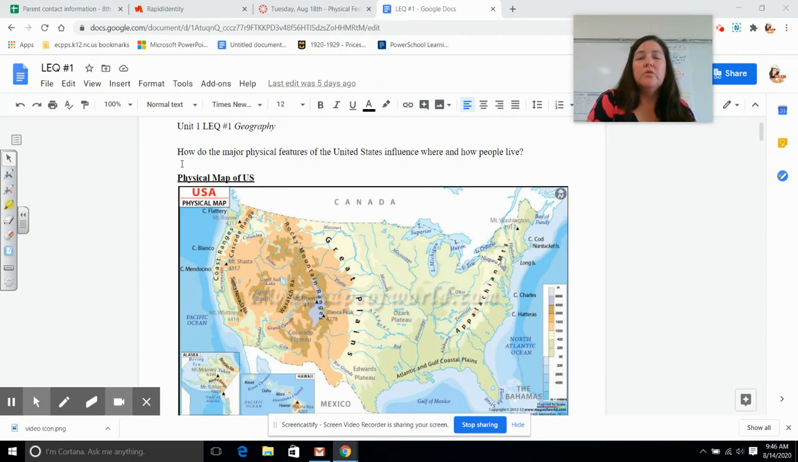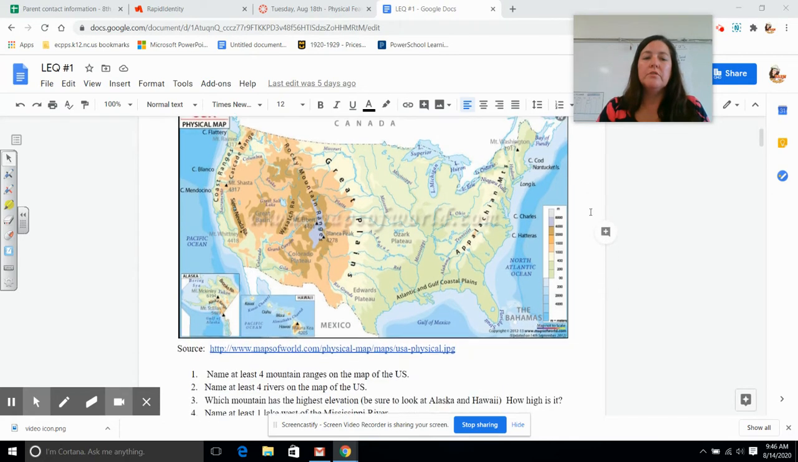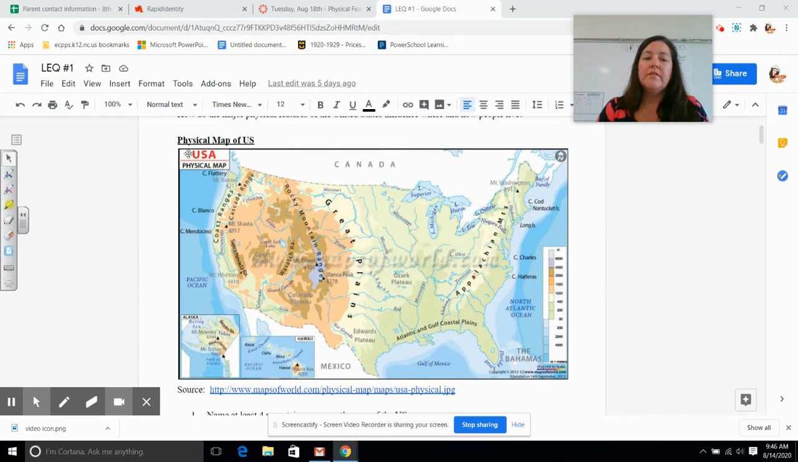Do a lot of people live near the desert? Not really, because it's so hot. That's what we're going to look at in these maps. We're going to do the first map together. This is a physical map of the US, so those features.